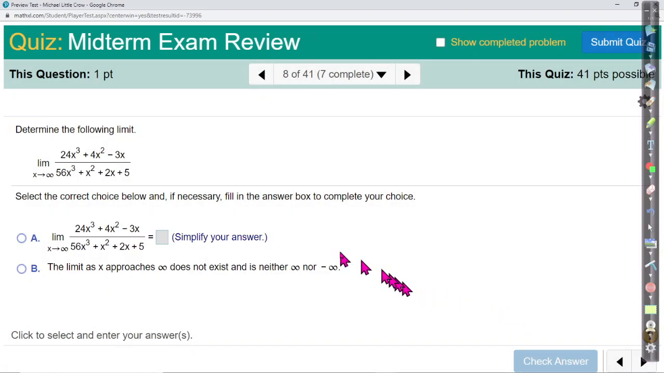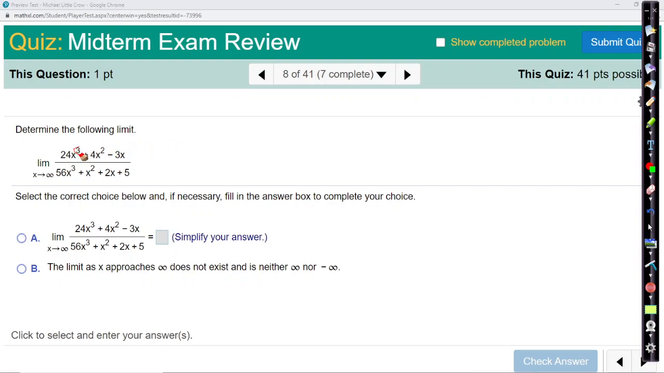Okay, question 8. Determine the following. Now we're going out to infinity. Remember, when we go out to infinity, you can just apply the algebra rules here, something you should have had in college algebra. Whenever we're looking for the horizontal asymptote, what line is it going to?